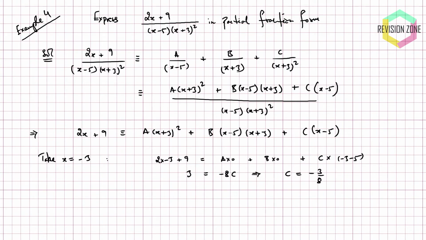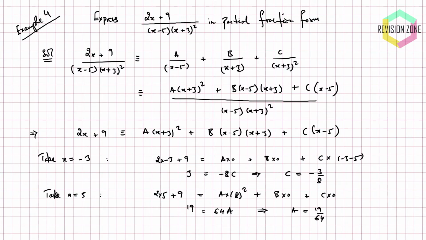So now we go back to this statement, and now I can pick x equals 5 because that would kill the b and it would also kill the c, leaving me with the a. So I take x equals 5, and when I take x equals 5, I basically get 2 times 5, which is obviously 10, plus 9. So the left-hand side just gives me 19, but the right-hand side gives me a times 5 plus 3, which is 8 squared. And then obviously the other ones are just going to give me 0. That's the entire purpose in choosing 5. So I actually get 64a is equal to 19, which tells me a is actually 19 over 64. So we've worked out our a.